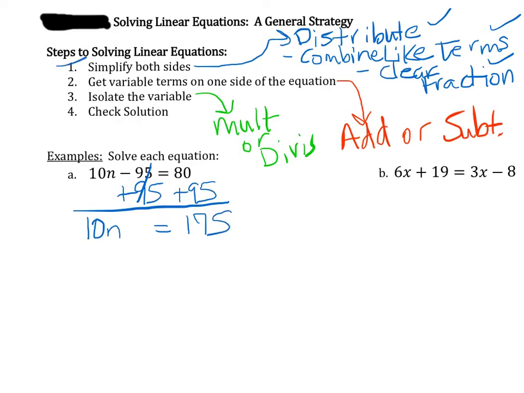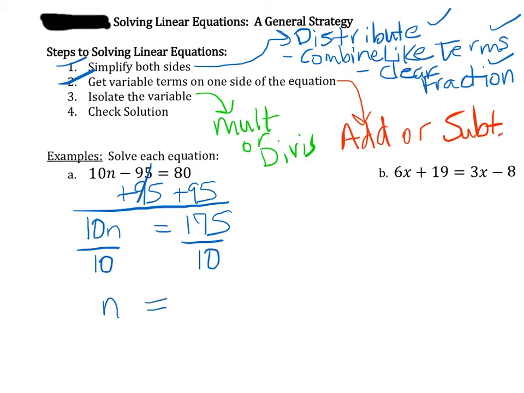So step 1 is gone. Step 2 is gone. Now we're going to go to step 3. This is when I completely isolate the variable. This is when I do multiplication or division. I have 10 times n. The operation between that 10 and that n is multiplication. To isolate it, I've got to divide both sides by 10.